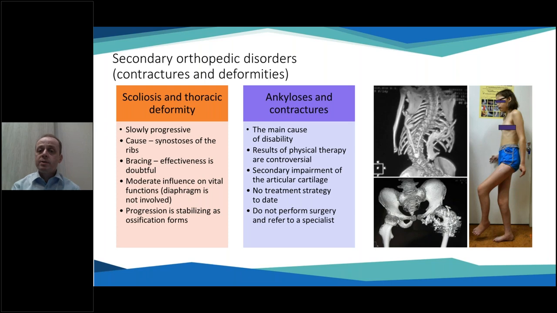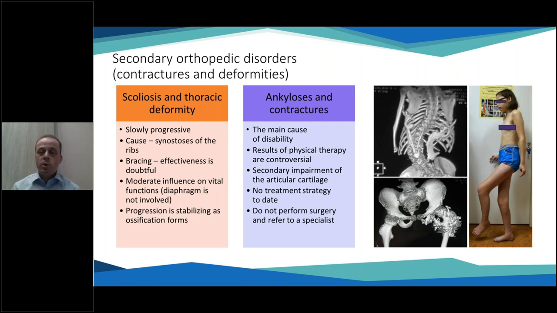Results of physical therapy are mostly controversial, and we never recommend aggressive physical therapy; it is mostly aimed at maintaining daily functioning. Secondary impairment of the articular cartilage after the ankylosis leads to some stages of osteoarthritis, but pain secondary to osteoarthritis is not so common in FOP. And there is no treatment strategy to date.